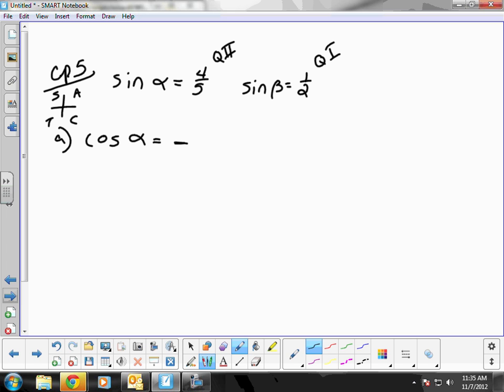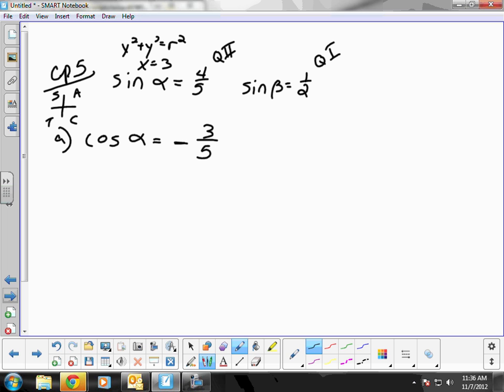And remember that sine is y over the radius r. So I need to find x, and I know that x squared plus y squared is equal to r squared. So x is 3, because that's a Pythagorean triple. I told you to memorize that, 3, 4, 5, right? So I get the cosine of alpha is negative 3 over 5.